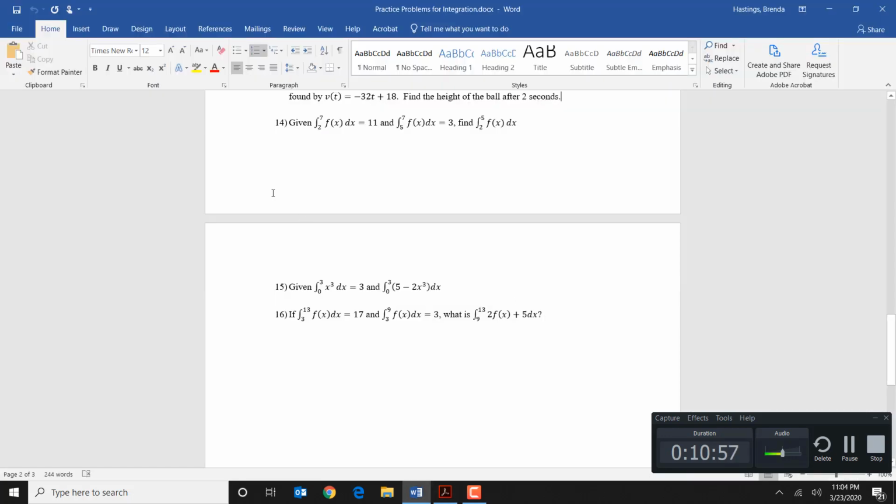So let's step it up a notch and make it a little bit trickier. Given that the integral from 0 to 3 of x cubed dx is 3, how do we find the integral from 0 to 3 of 5 minus 2x cubed dx? Very similarly, right? Instead of trying to solve this out, we can actually just use this right here.